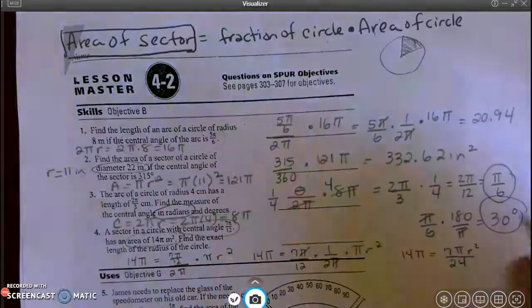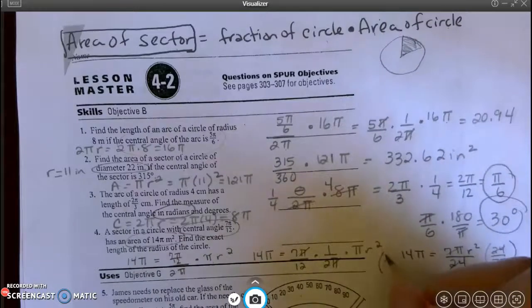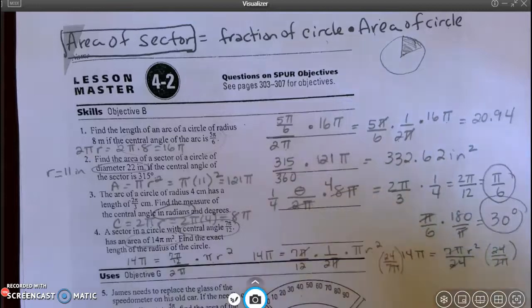Well, since I'm trying to solve for the radius, I need to get rid of 7 pi over 24. So I'm going to multiply by 24 over 7 pi. That will get my 24s to cancel and my 7 pi's to cancel, which means I have to do the same thing on this side, 24 over 7 pi. And 14 pi divided by 7 pi is simply 2. And I'm left with 48 equals r squared.